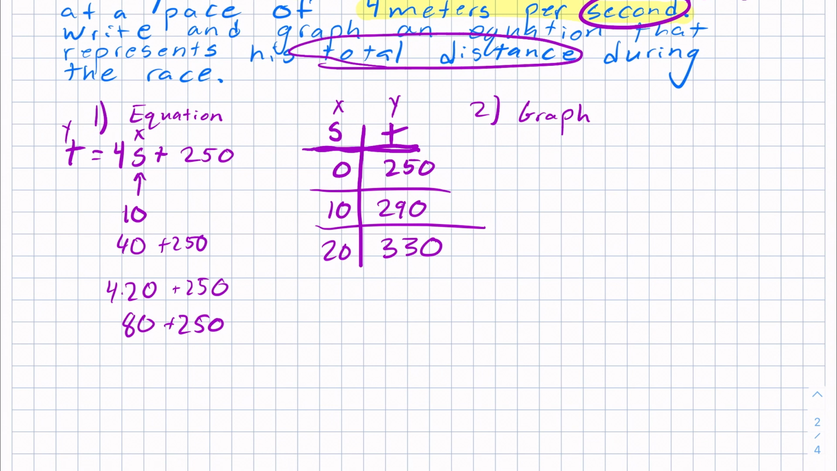You can think of it that way, but I just use second and total for this problem here. So my ordered pairs would be 0 and 250, 10 and 290, and 20 and 330. Now these are really important. Those are the ordered pairs that I'm using to make my graph.